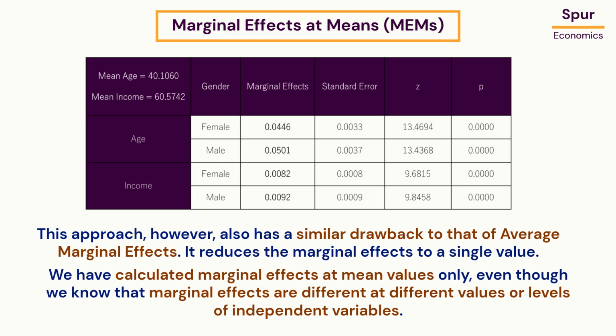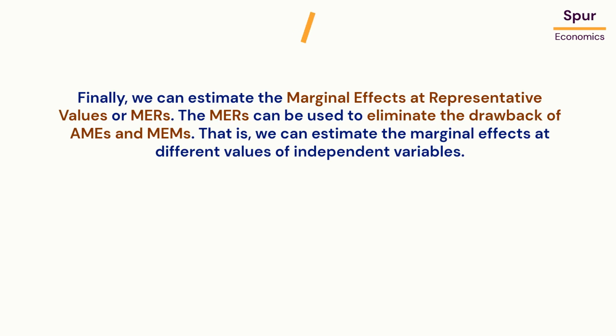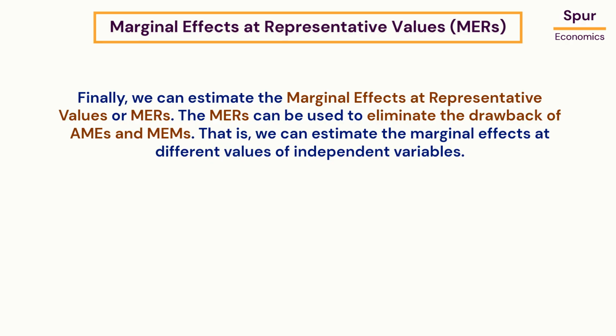This approach, however, also has a similar drawback to that of average marginal effects. It reduces the marginal effects to a single value. We have calculated marginal effects at mean values only, even though we know that marginal effects are different at different values or levels of independent variables. Finally, we can estimate the marginal effects at representative values, or MERs. The MERs can be used to eliminate the drawback of AMEs and MEMs. That is, we can estimate the marginal effects at different values of independent variables.